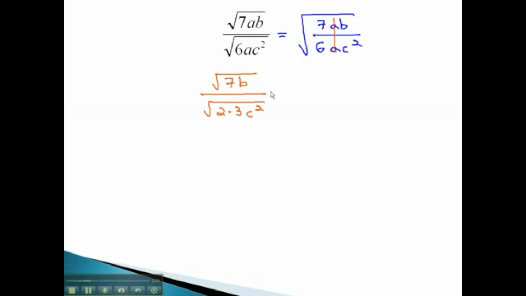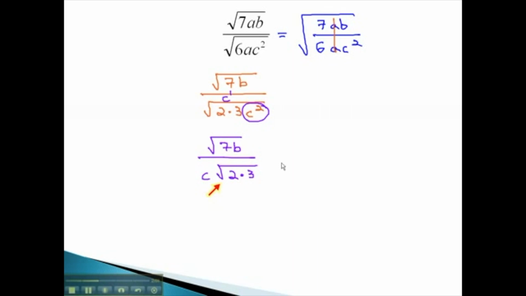The only thing we can pull out of a radical, as we simplify the radicals, is the c squared. Dividing the exponent by the index, we get 1c coming out. We now have the square root of 7b over c times the square root of 2 times 3. Now we are ready to rationalize this denominator, or get rid of the radical that ended up in our simplified denominator.